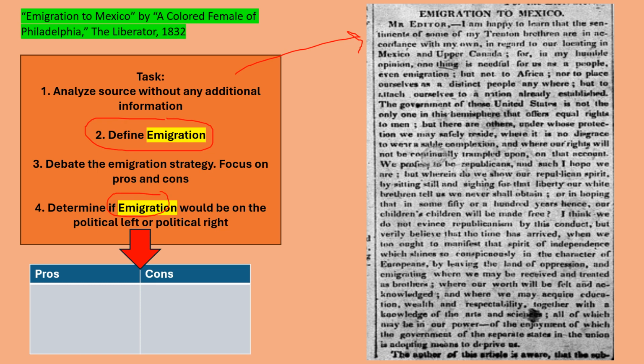And for the most part, without giving too much analysis in this document, it's about a solution that requires Africans to leave the United States. In this case, they're trying to argue that Mexico would be the better option here as opposed to slavery. As they mention right here, their children will be made free eventually, which would mean they will no longer be subjected to permanent involuntary hereditary servitude.